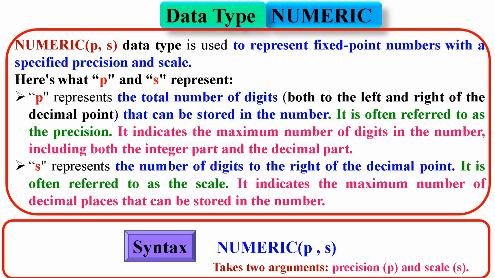It indicates the maximum number of digits in the number, including both the integer part and the decimal part. S represents the number of digits to the right of the decimal point. It is often referred to as the scale. It indicates the maximum number of decimal places that can be stored in the number. The syntax is numeric of p, s. It takes two arguments: precision of p and scale of s.